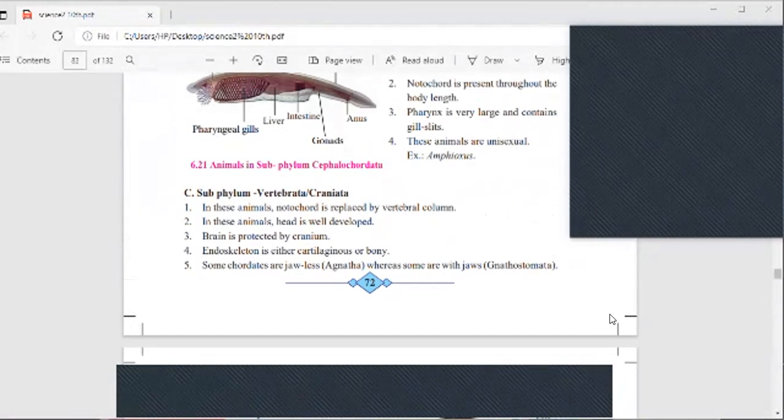Major characteristic features of Vertebrata: in these animals, the notochord is replaced by a vertebral column. The head is well developed, the brain is protected by the cranium, that is called the skull, and the endoskeleton is either cartilaginous or bony. Some chordates are jawless, that is called Agnatha, whereas some are with jaws, that is called Gnathostomata.